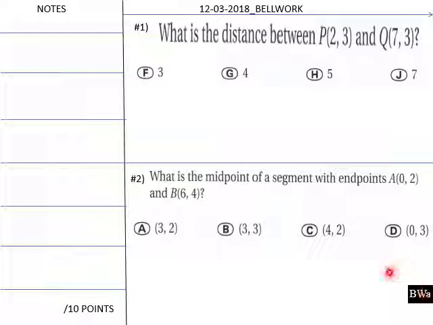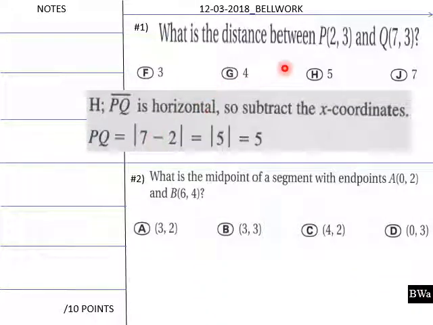Here are the answers to the bell work. Welcome back. What is the distance between these 2 points? So subtract the x-coordinates. So we have (2, 3) and (7, 3). It is a horizontal line. So you're just subtracting 7 minus 2 and you get 5.